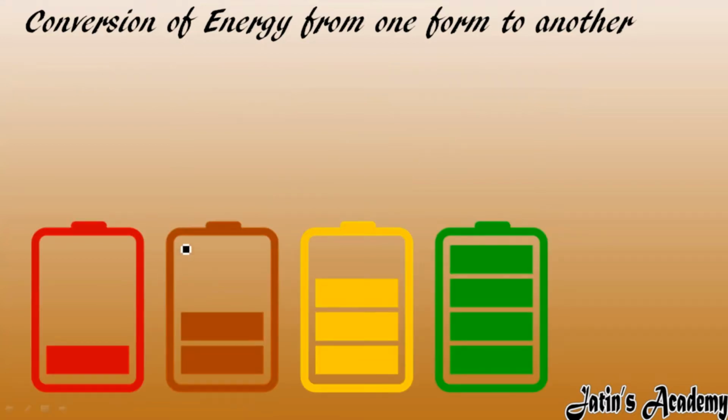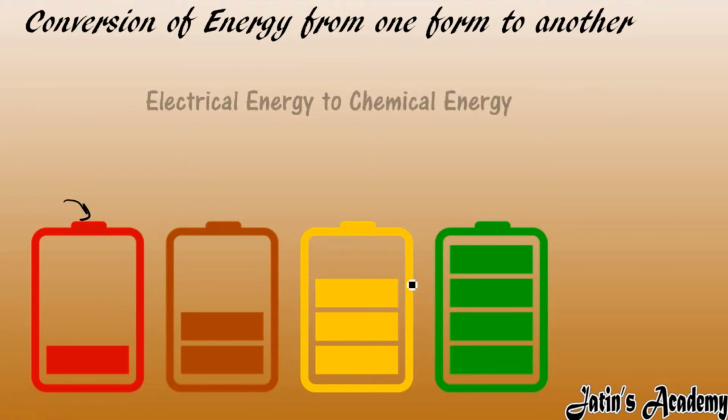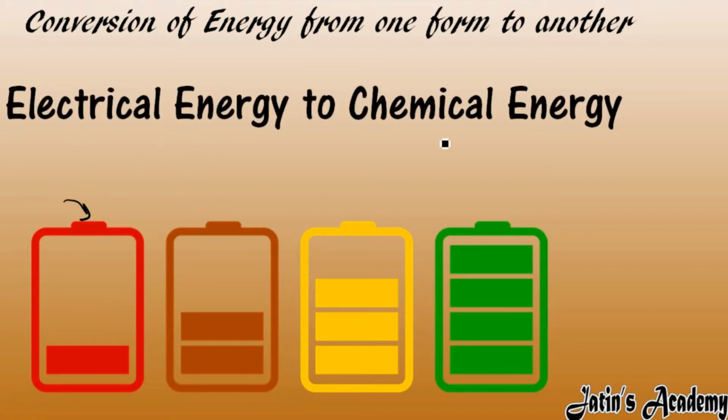Next we have charging the battery. How will we charge the battery? By giving some electrical supply. Which form of energy is stored in the battery? That is chemical energy. So in this conversion, while charging a battery, we are giving electrical energy and we are getting chemical energy. So electrical energy to chemical energy.